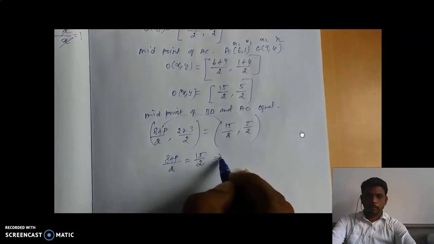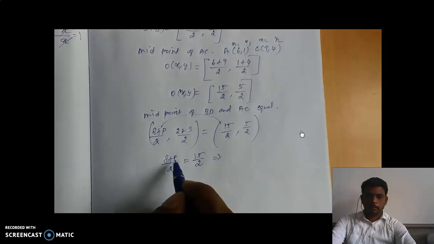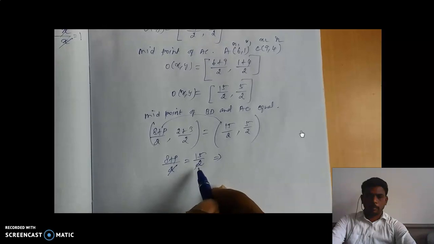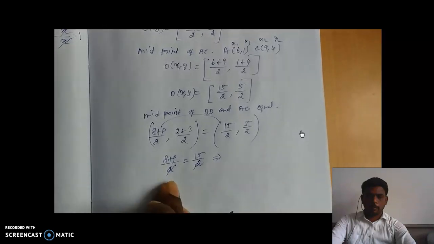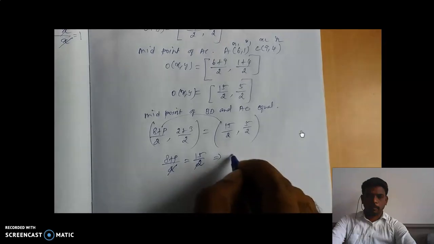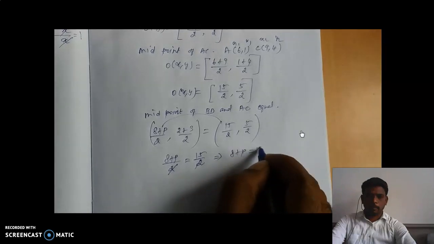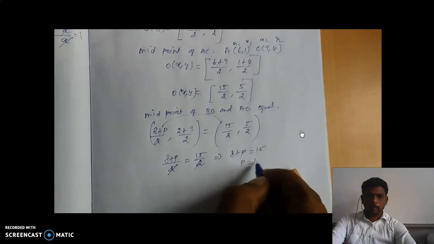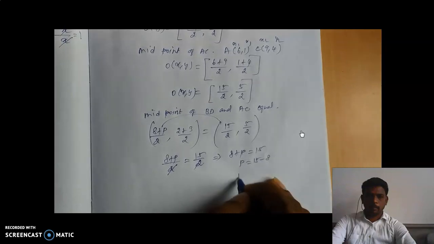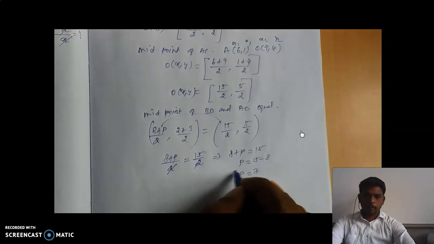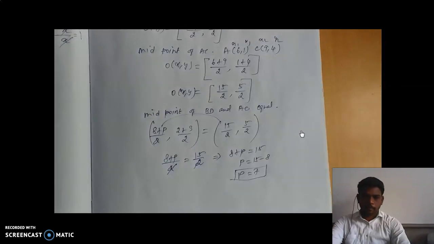Now simplify this, by cross multiplication, or you can cancel these two. Both sides have the same denominator, so you can cancel these two. So 8 plus P equal to 15. What is P now? P equal to 15 minus 8. So P equal to 7. So that is the value of P here.